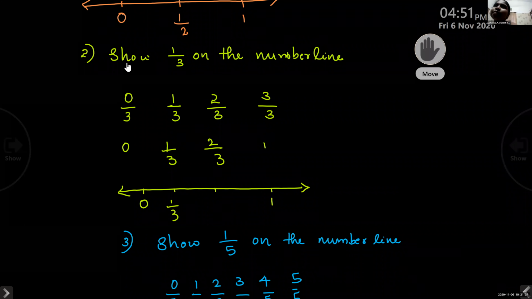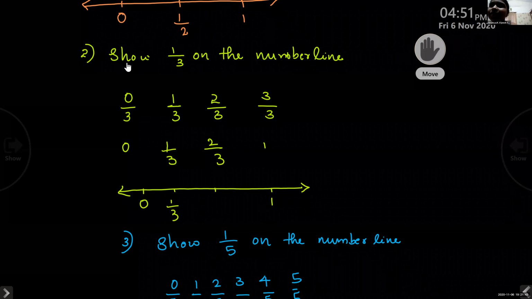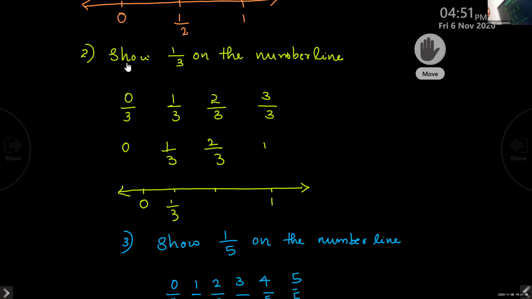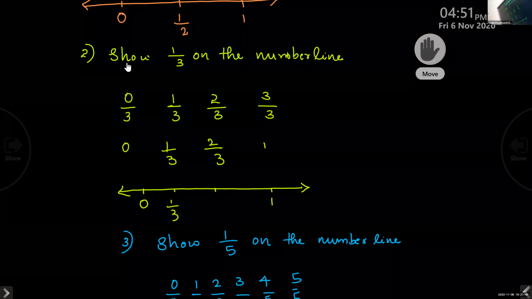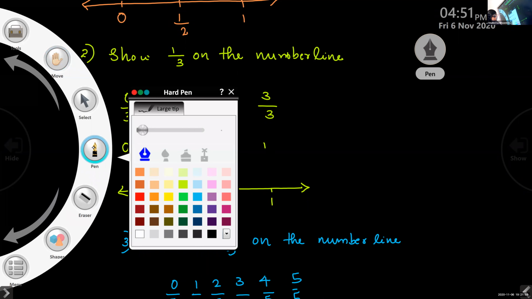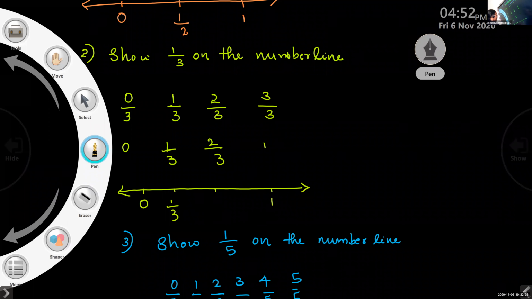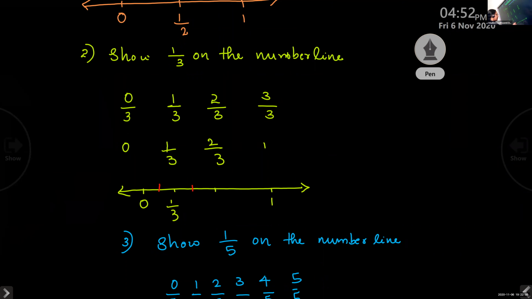Ma'am, you said about the parts. How many parts like that? Look at the parts. Ma'am, I didn't understand how to do. From 0 to 1, how many parts are there? Ma'am, 4. Start from here, count the parts. How many parts are there? From 0 to 1 by 3. 1 part. 2 parts. 3 parts.